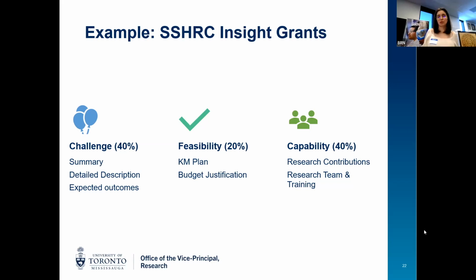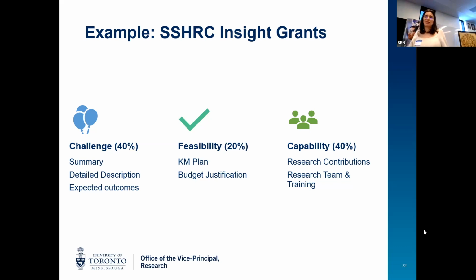What you'll notice between the grants is that their weightage differs. So this is for the Insight, where the capability is a bit higher, whereas in the IDG, which is more geared towards ECR, early career researchers, that's a bit lower because they just haven't had the time to build themselves up as much. But you'll always see these three different criteria, depending on the weight and also where they pull that information from. So for the Insight and the challenge, you're looking at the summary, the detailed description, and the outcomes, and the rest as you see there.